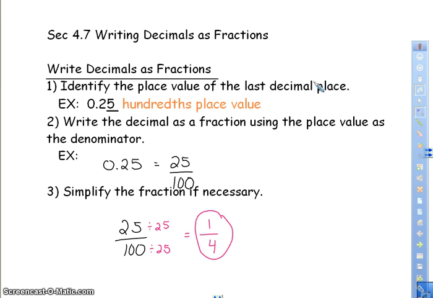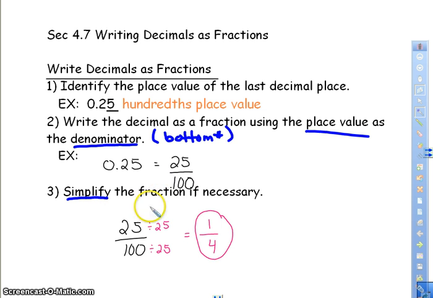Even if you remember from before, this was 25 hundredths because the 5 is in the hundredths place. You're going to write the fraction using the place value as the denominator. And as you remember, the denominator is that bottom number. So 25 hundredths is said in the same way as a fraction as it is as a decimal: 25 over 100, 25 hundredths. Then you simplify, which is what we did in section 2.